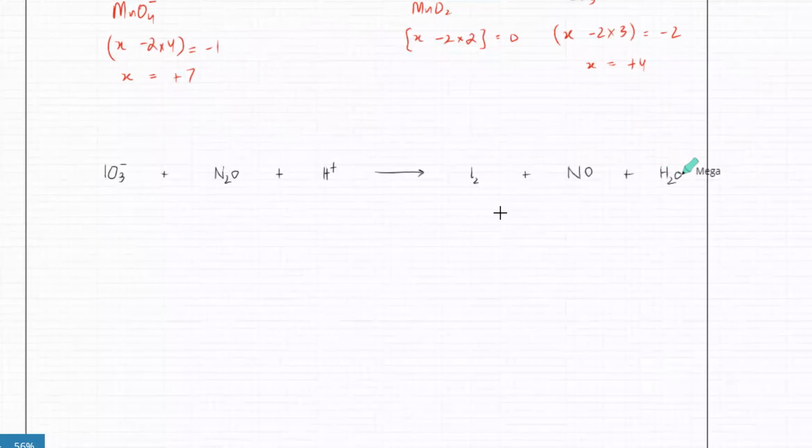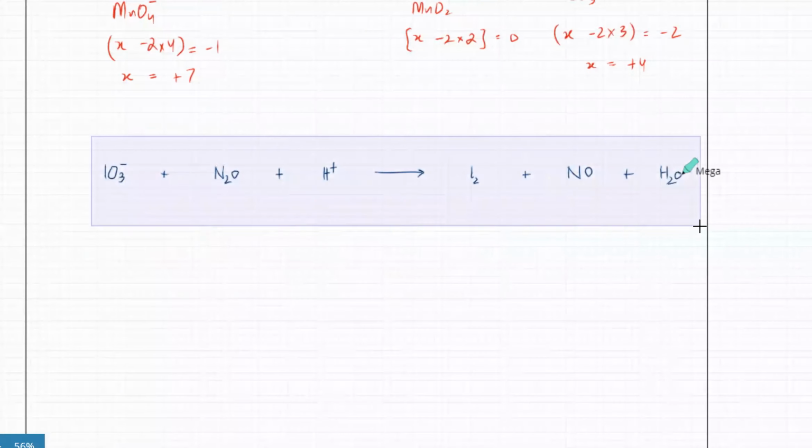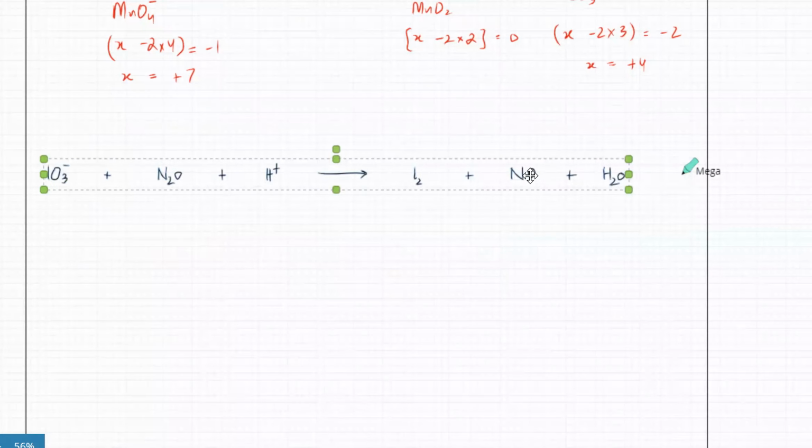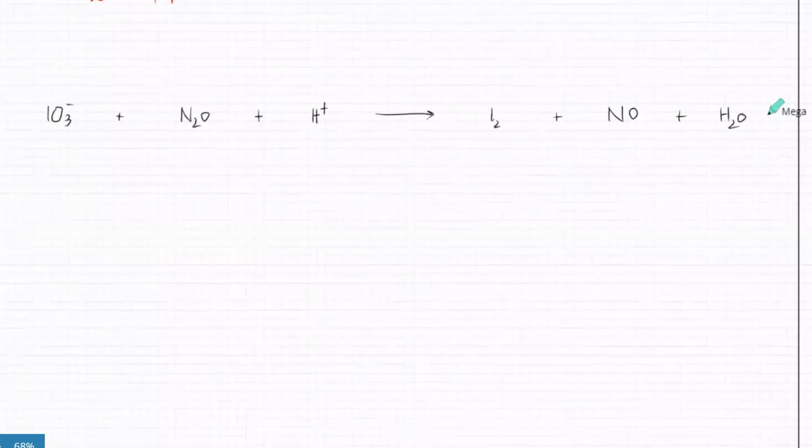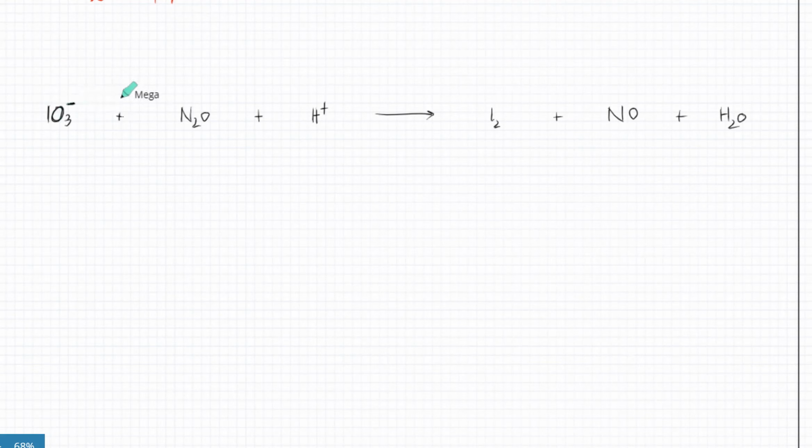So we're going to try and balance this equation. The very first thing, whenever you have a redox reaction, is to balance the number of electrons gained and lost. And you can only do that if you know what the charges are.